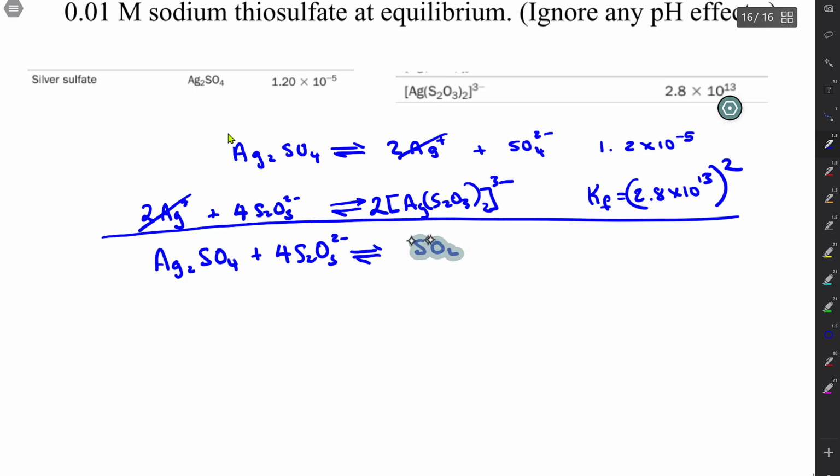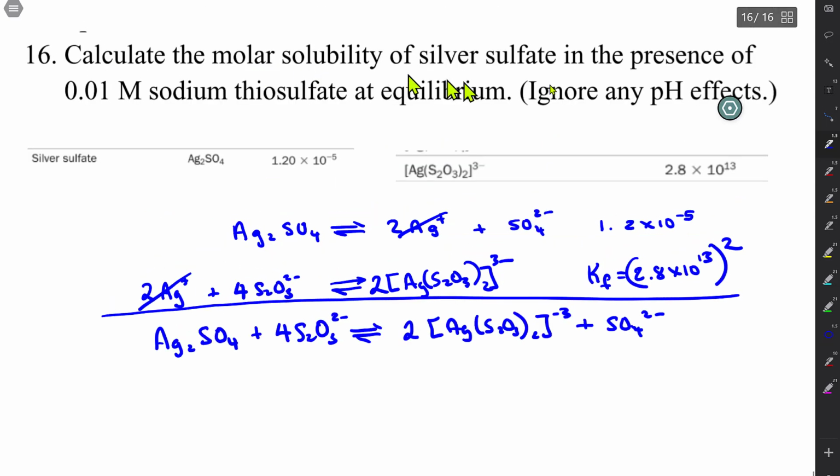Actually, let me put the metal first, although it doesn't really matter. But 2 Ag, and then S2O3, 2, and a minus 3 charge, plus sulfate. And then I need to calculate this new equilibrium constant. But since we're doing molar solubility, we have a fixed concentration of thiosulfate, because that's what it means by in the presence of.